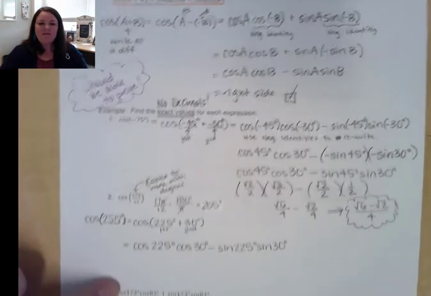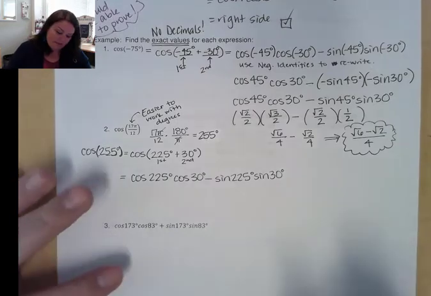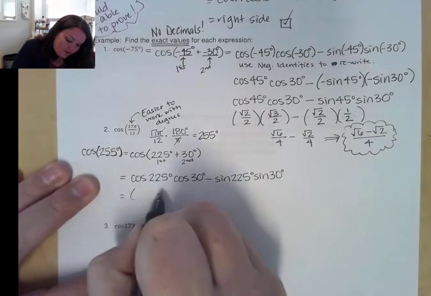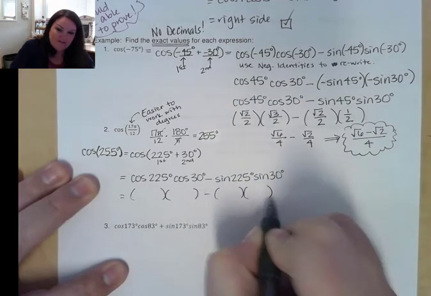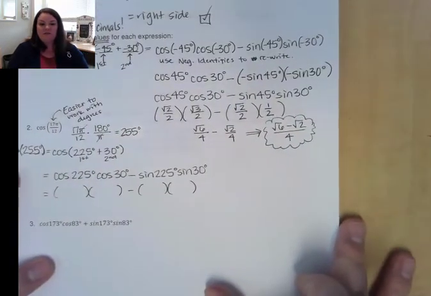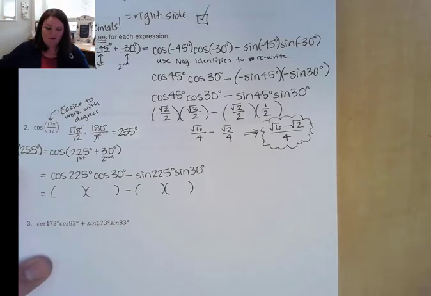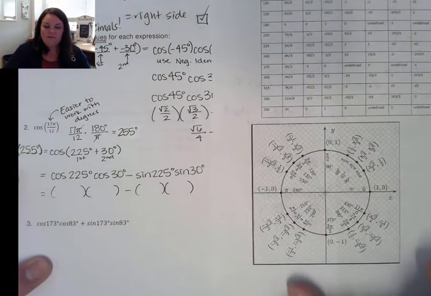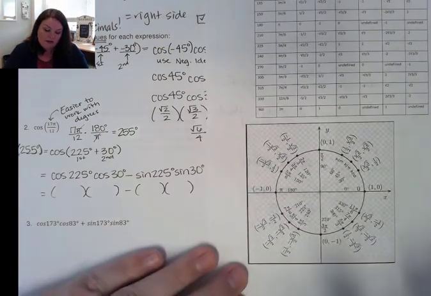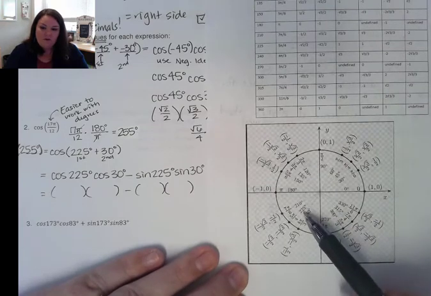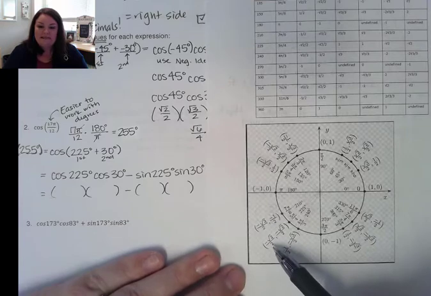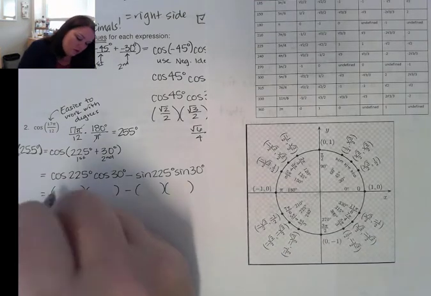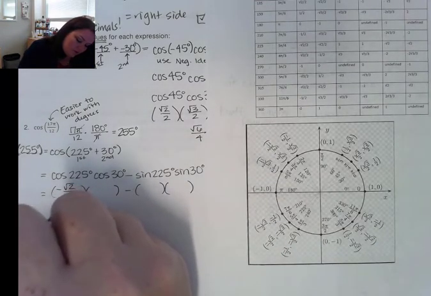All right. So now we've plugged in our values. So now we just need to simplify it, right? I need to know what cosine of 225 is, cosine of 30, sine of 225, and sine of 30. So let me just move this over to the side. Maybe I can get my unit circle in here. All right. So here's my 225. I want to know the cosine value. That's my first coordinate, which is negative square root of 2 over 2.